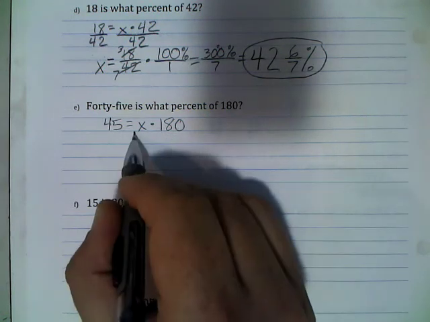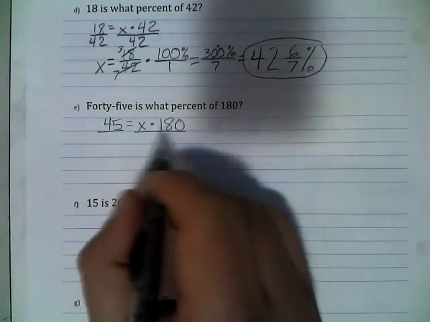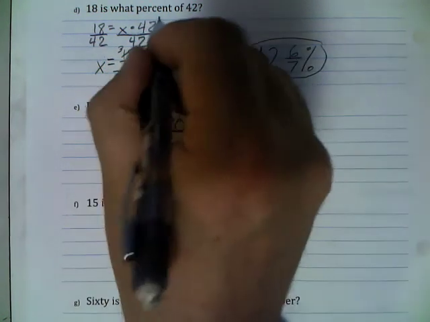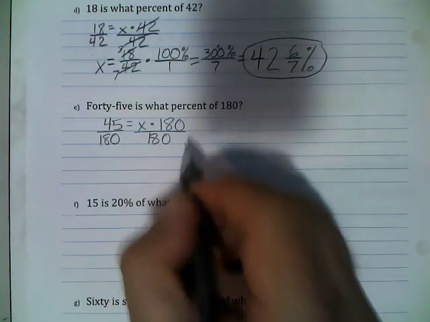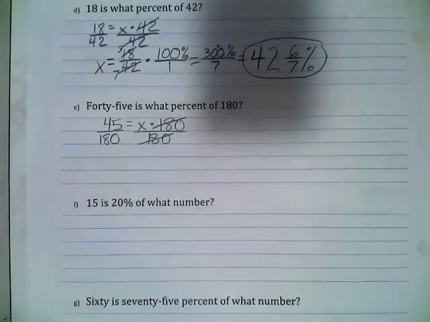Now I'm going to simplify this. I want to get rid of the 180 that I'm multiplying by here. Oops, sorry, I forgot to cancel those up there. So to get rid of that, I'm going to have to divide both sides by 180. So the one that I'm multiplying by will be canceled with the one I'm dividing by.